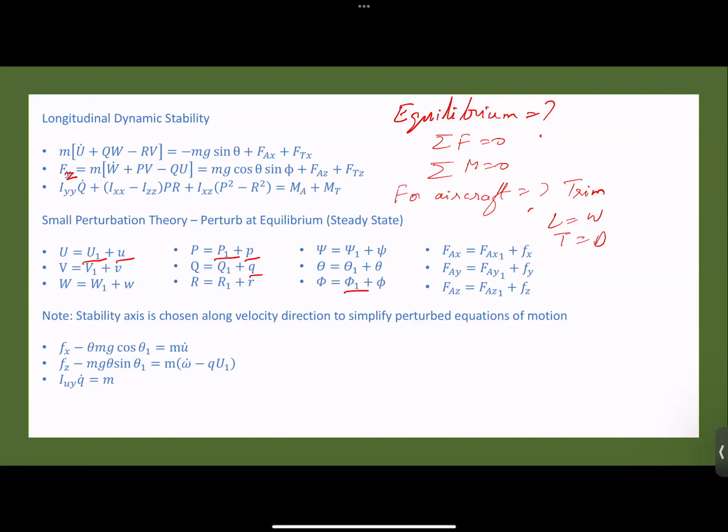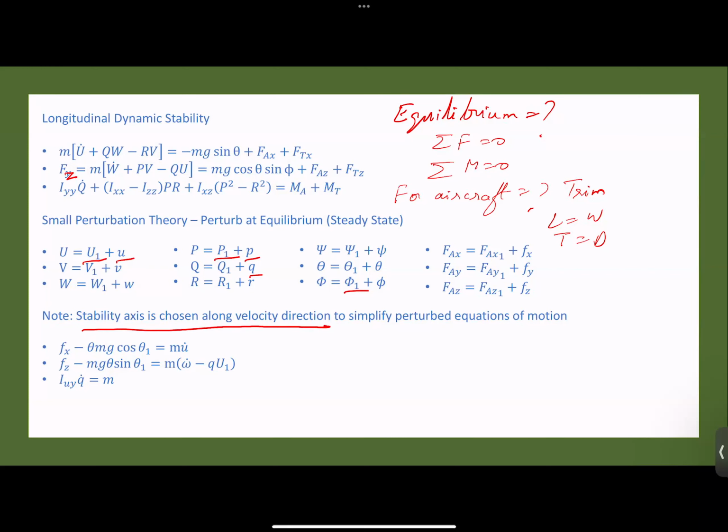After this, we choose a stability axis. This is something that we discussed in the last two sessions. The stability axis is chosen such that our equations of motion are simplified. This happens when you align the stability axis with the velocity vector, because most of your quantities are defined either parallel or perpendicular to your relative velocity. Lift is perpendicular to velocity, drag is parallel to velocity. Such terms are simplified if you take the stability axis to be aligned with the velocity vector. That is the only reason we choose the stability axis to be aligned in the velocity direction.